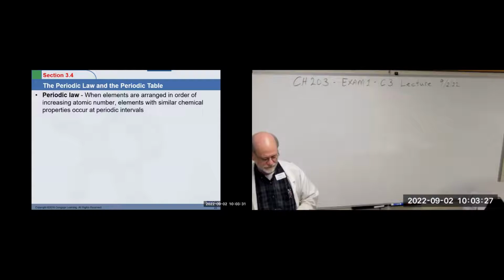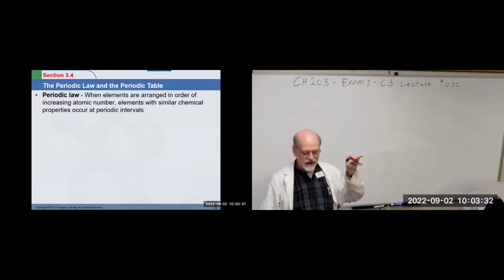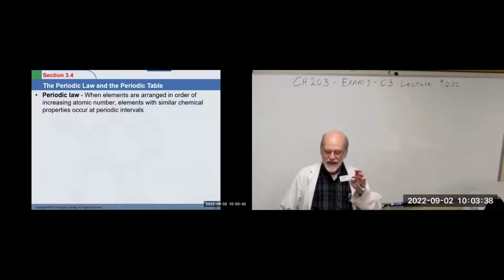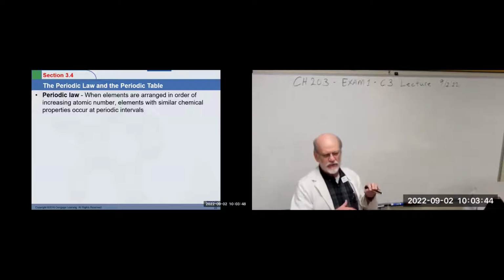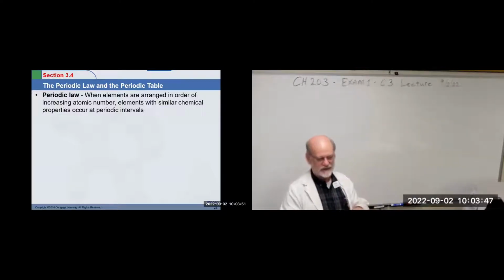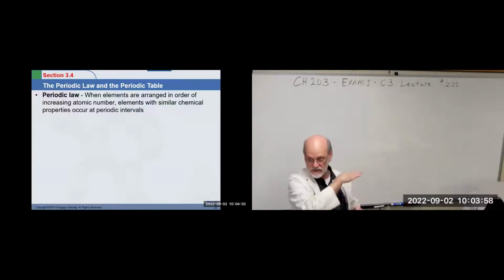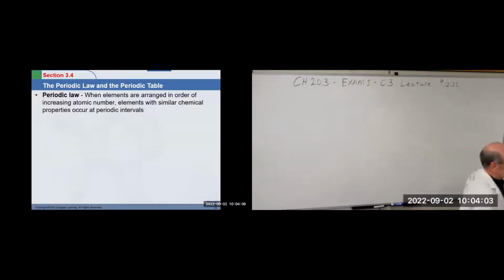The periodic law says that the elements in the table are arranged in order of increasing atomic number. And they occupy two different formats. They can either be vertically arranged, we call those groups or families, or they can be horizontally arranged. We call that the period. We call it the period because, let's talk about the groups first.